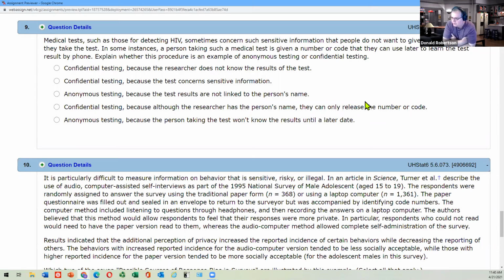So if they know that that's going to be an important issue, they won't ask you for your name. They'll say, okay, your code is A427. So if you go online, you just need to look at A427 and it'll tell you HIV positive or negative, right? And so you can get the information totally anonymously. Explain whether this procedure is an example of anonymous testing or confidential testing.